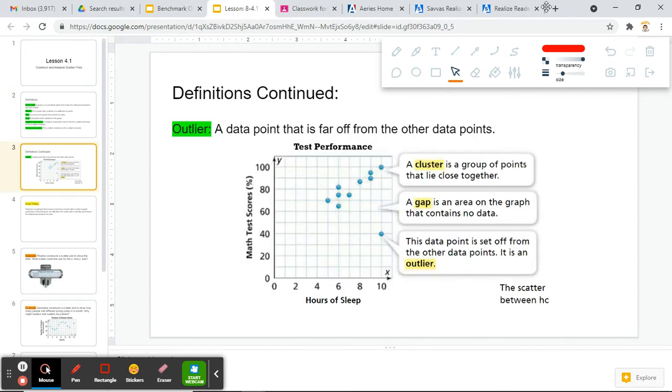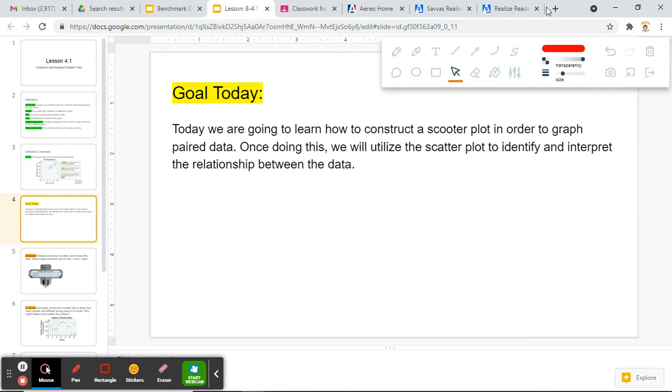Now we can see here also that we have a gap because there's a huge gap here, or a missing space between our cluster and a data point. And since this data point is so far out, we can call it an outlier because it is far away from the other ones. Alrighty, so our goal today. Today we are going to learn how to construct a scatter plot in order to graph paired data. Once doing this, we will utilize the scatter plot to identify and interpret the relationship between the data.